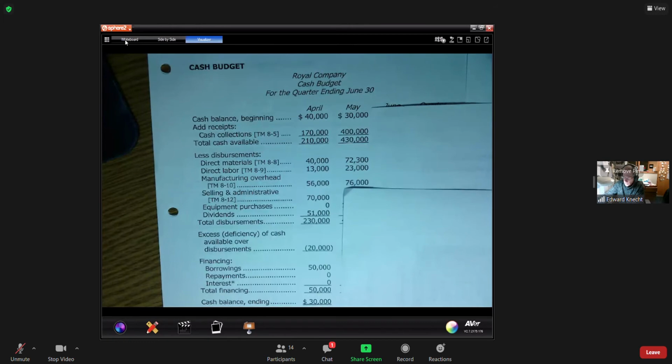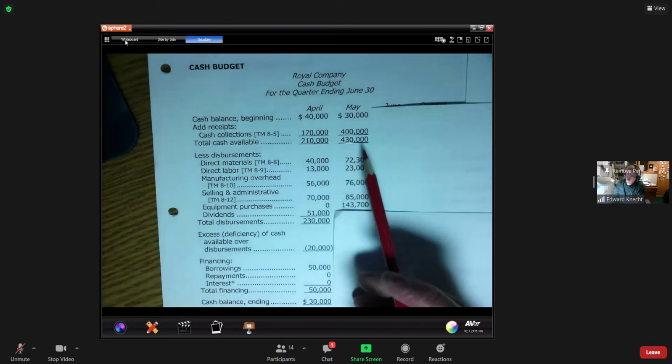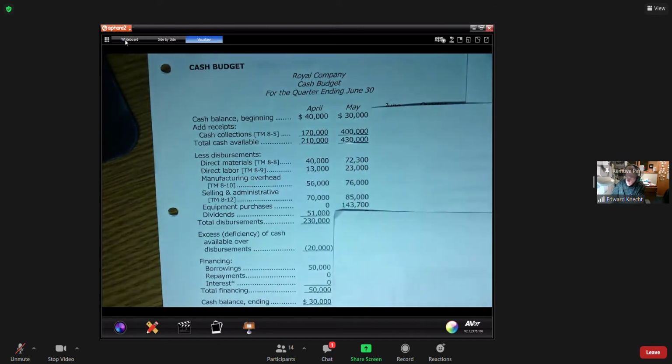Did May, is that the top month for production? Wasn't it 50,000 units? I think April's was 20,000. I think that's the peak. But we also have our purchases of equipment. Look at that. That's a huge amount, isn't it? 143,700. But we do have a lot of cash coming in.